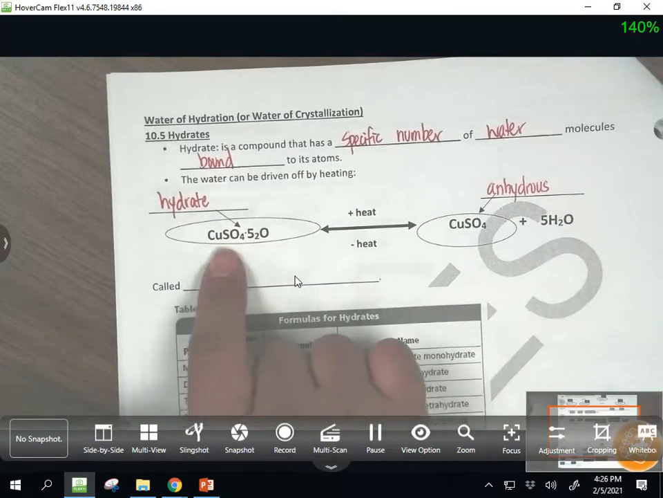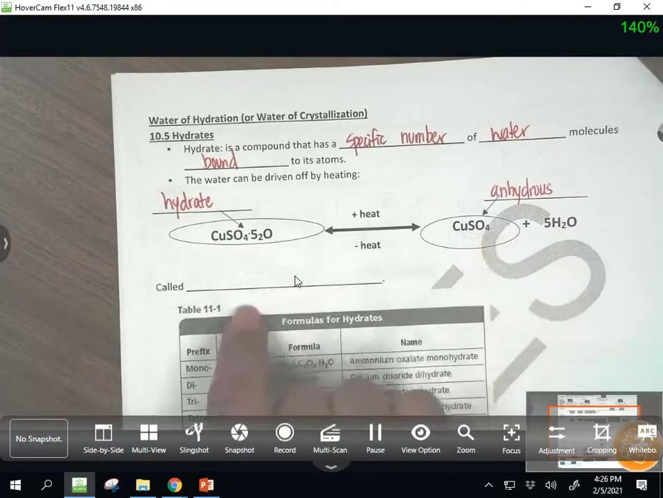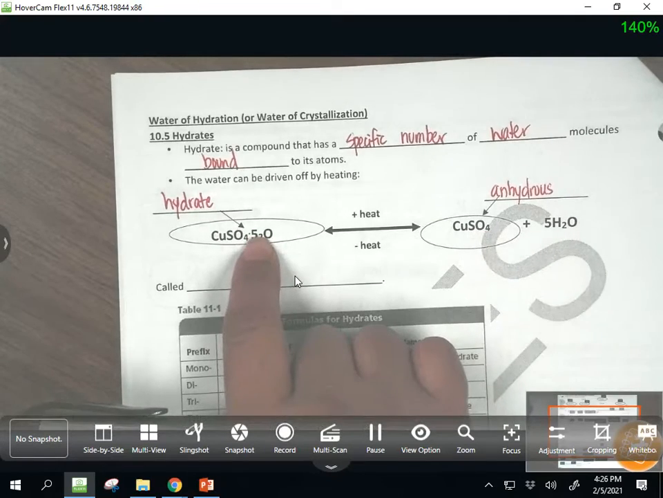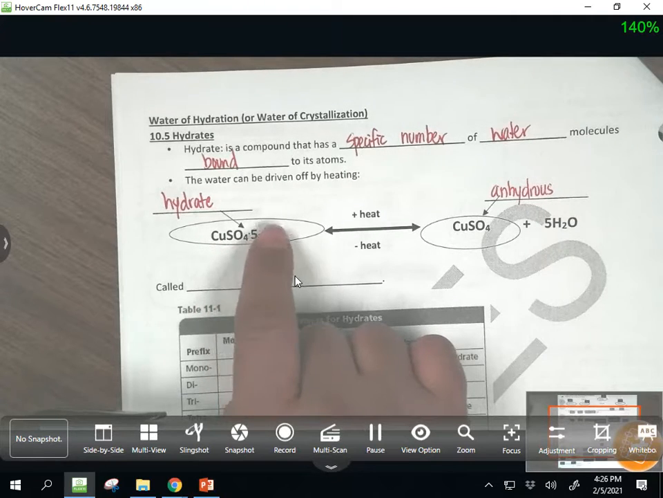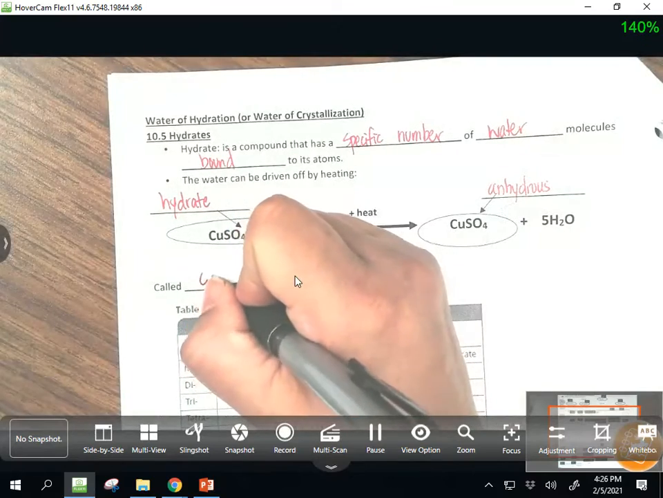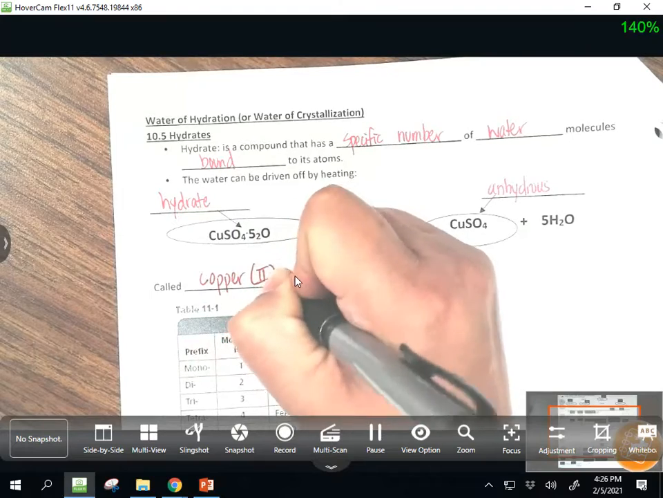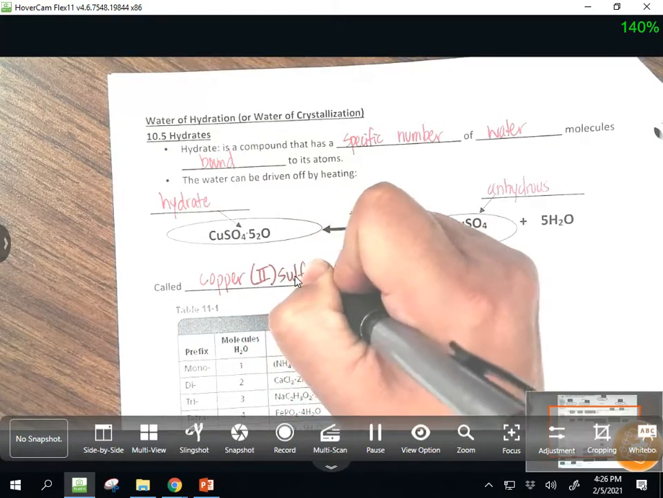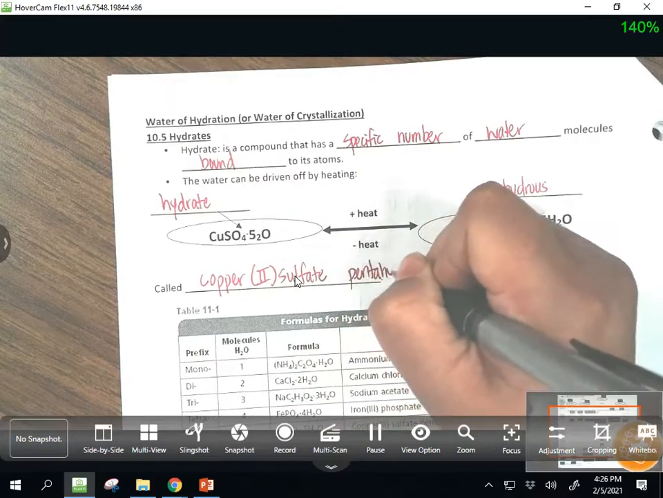The name of this anhydrous is copper 2 sulfate. The name of this hydrate is copper Roman numeral 2 sulfate pentahydrate. So copper Roman numeral 2 sulfate pentahydrate.